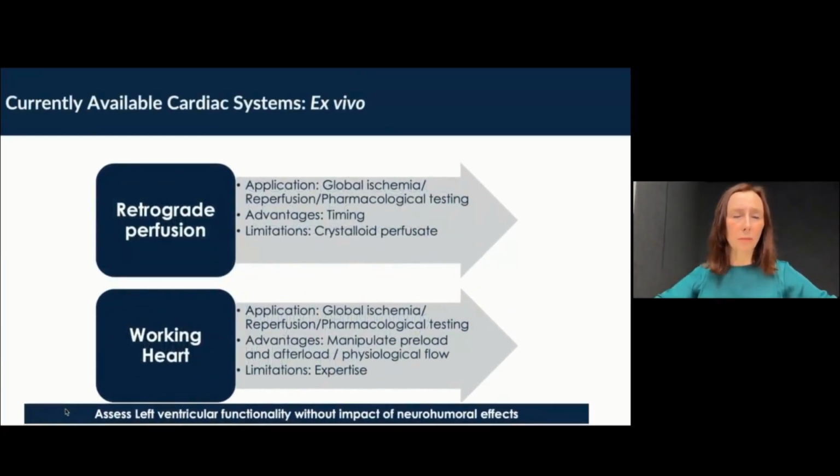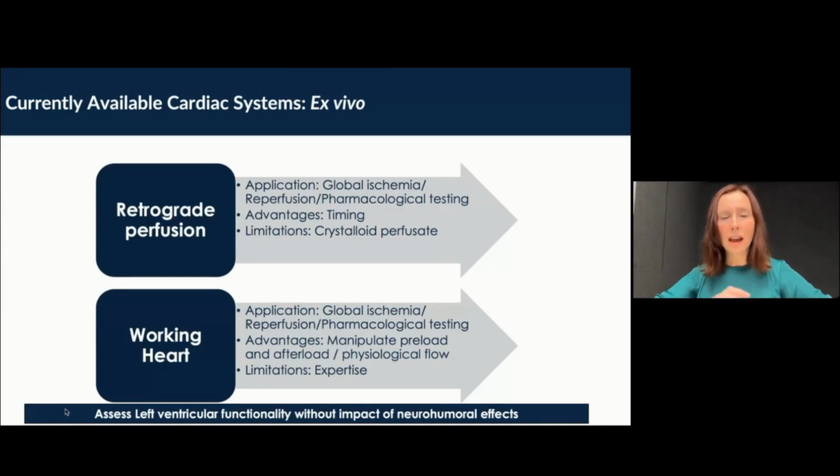So if we're using a retrograde perfusion, what would we be doing that for? Some of the traditional applications for retrograde perfusion, Langendorff, is for global ischemia reperfusion injury, but also pharmacological testing. And this is because one of the advantages of retrograde perfusion is the precise timing with which we can either apply ischemia, reperfusion, or even that pharmacological intervention into the heart. It's also devoid of neurohumoral effects. Some of the limitations, however, that should be considered is that it's a crystalloid perfusate, and this can lead to increased osmotic pressure within the cardiac myocytes themselves.